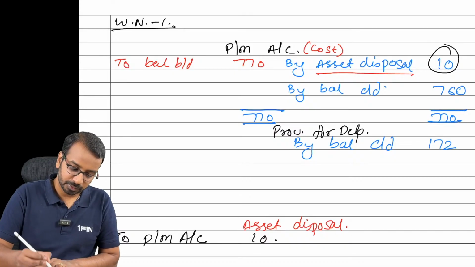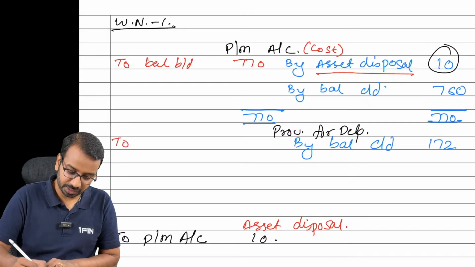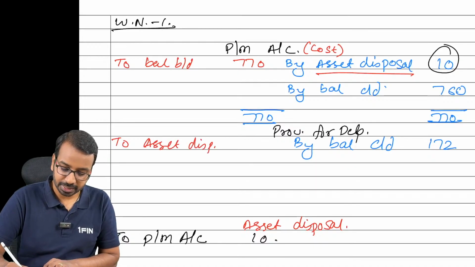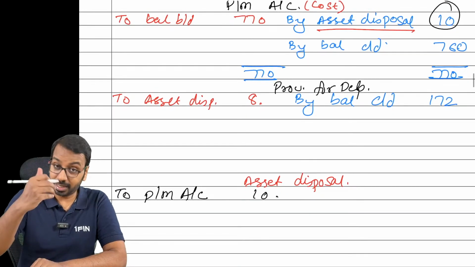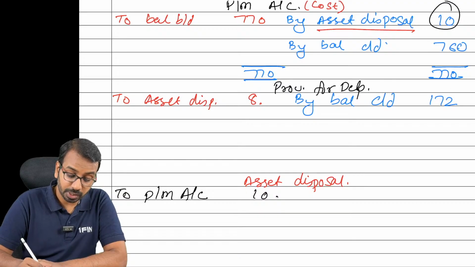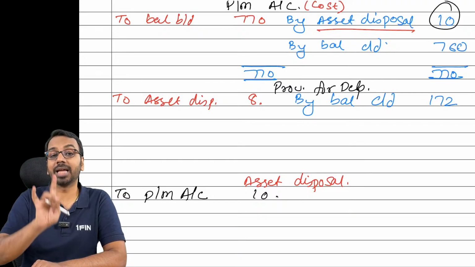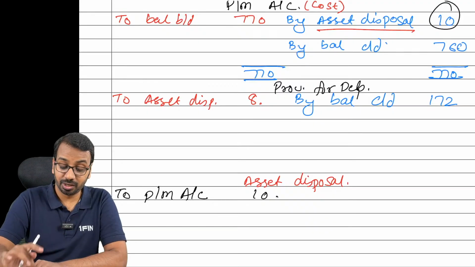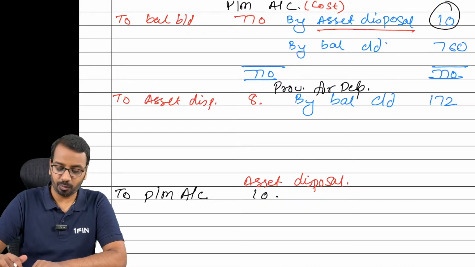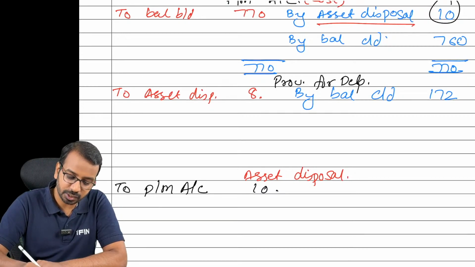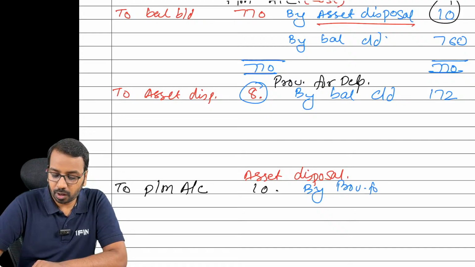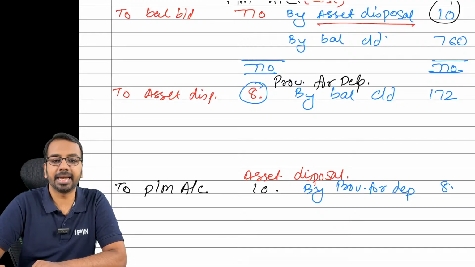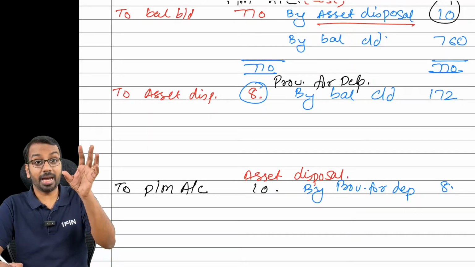So you will transfer that to asset disposal account. How much? 8. 8 is the value which we have transferred. Okay, that is de-recognized. Now what is the balance carried down? Wait, before that we need to compute depreciation before we close this provision for depreciation account. Okay, so here in the asset disposal account, this amount will be credited by provision for depreciation. How much? Then we have sold the asset.